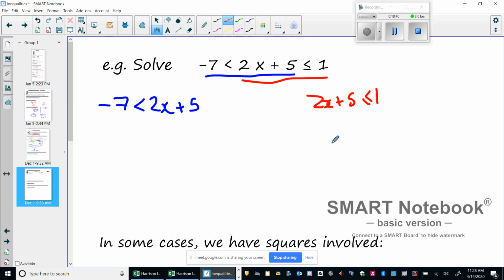Now we're going to deal with them separately. So we're not going to worry about this one. We're just going to look at this one. Our first thing to do is to subtract the 5, because remember we need to isolate the x. So -7 take away another 5 is -12. And then 2x, but we only want 1x, so we have to divide by 2. And -12 divided by 2 is -6. Remember we don't need to change the symbol because the number we're dividing by wasn't negative. It was just +2.